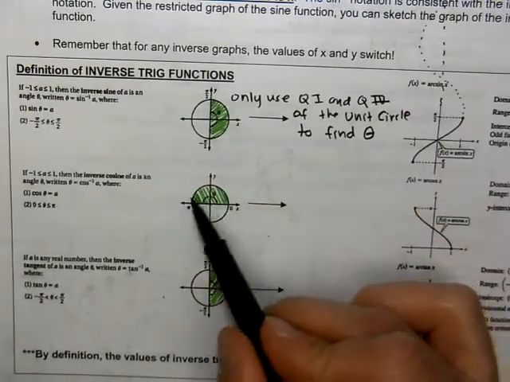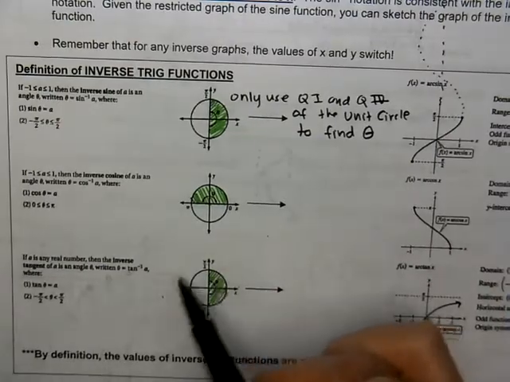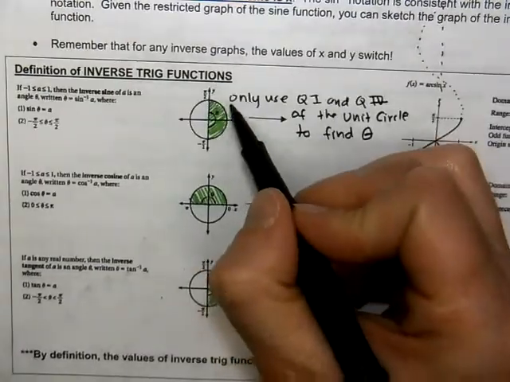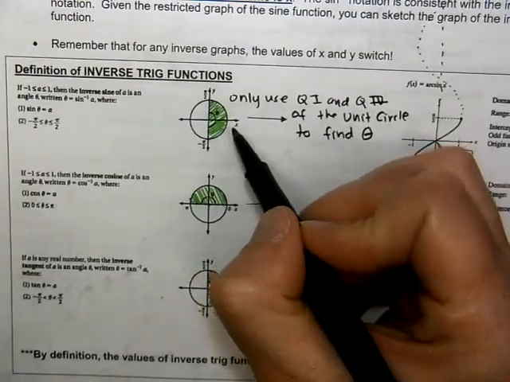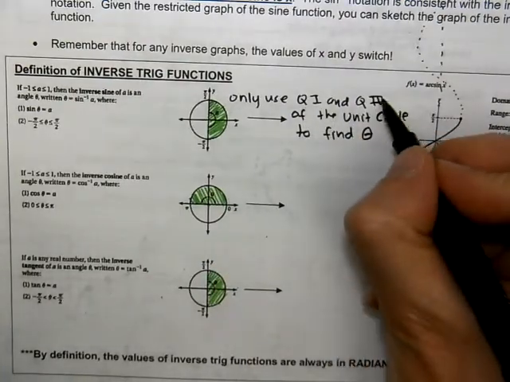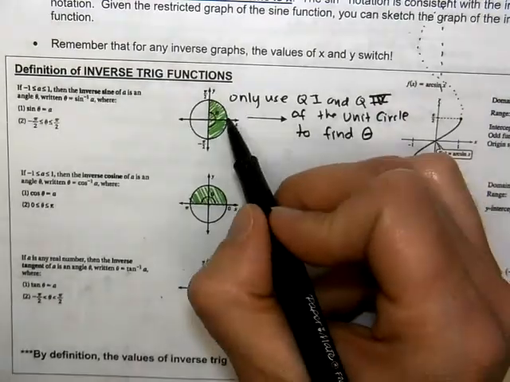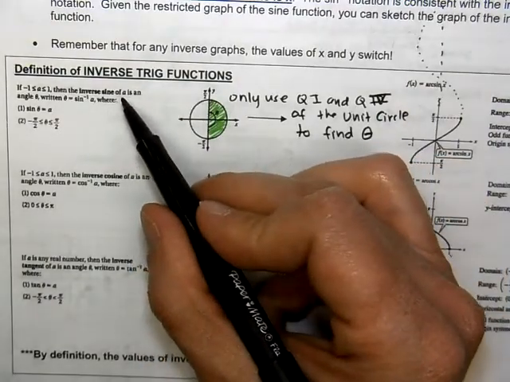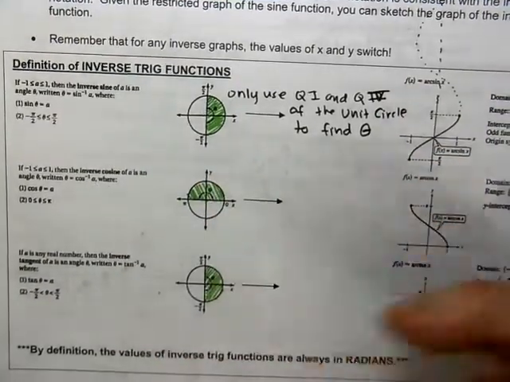Inverse cosine, we're only using quadrants 1 and 2, and a tangent is quadrant 1 and 4. So this is quadrant 1 and 4. I think I said 2 earlier. This is quadrant 1 and 4 that we're using whenever we're trying to find an angle of rotation for that inverse sine. Inverse cosine is 1 and 2.